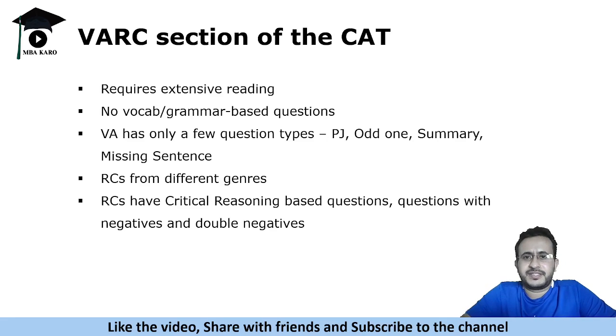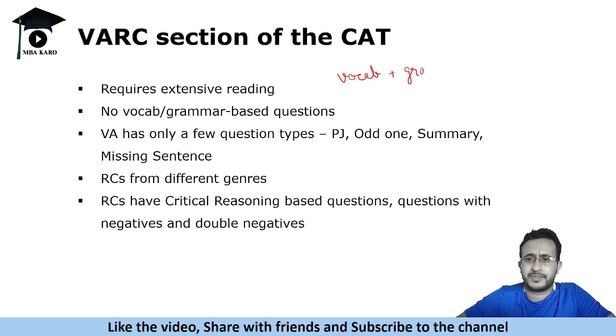Now, the VARC section of the CAT is something which is based on extensive reading. If you look at the verbal ability section of other examinations, that includes vocab and grammar as well. Whereas in case of CAT, there is no vocab, there is no grammar. So it just focuses on reading-based things.